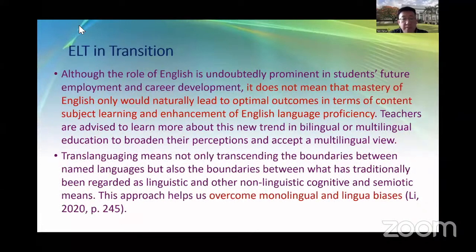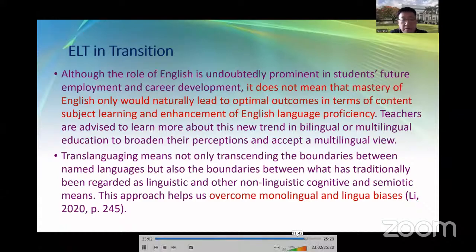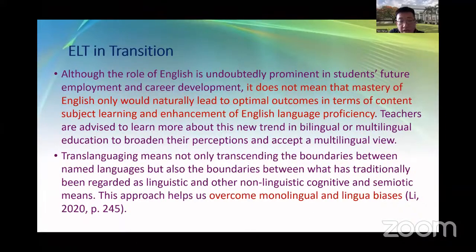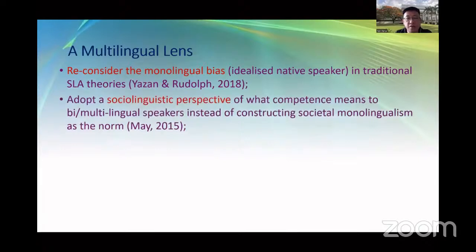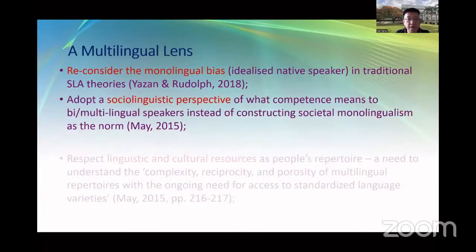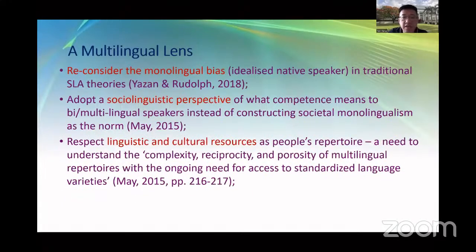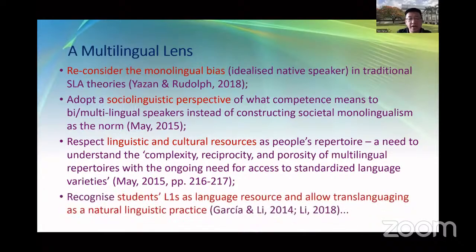And also translanguaging, again, transcending boundaries between named languages, and also what has been traditionally regarded as linguistic and other linguistic, cognitive and semiotic means. So to help teachers overcome monolingual biases. So how can teachers develop a multilingual lens? The first one, to reconsider the monolingual bias, adopt a sociolinguistic perspective, respect linguistic and cultural resources, and also recognize students' first languages as a resource and allow translanguaging as a natural linguistic practice.